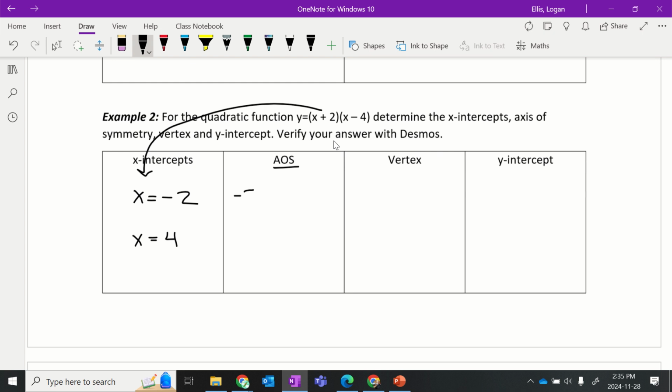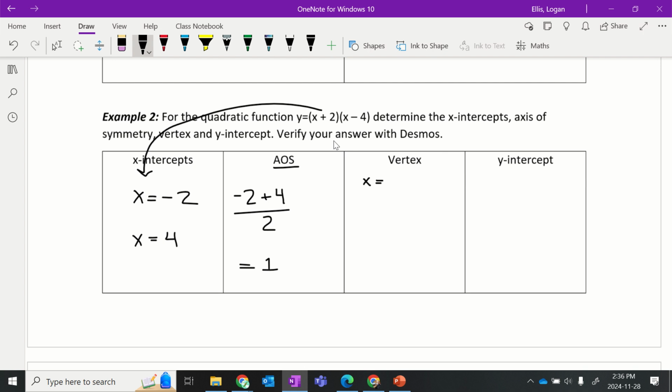And basically, again, remember, you are just going to add those 2 points together and divide it by 2. So that would be negative 2 plus 4 is 2. 2 divided by 2 is just equal to 1. So our axis of symmetry is 1. If you're good at picturing a number line, you might have been able to see that as well. 1 is halfway between negative 2 and 4.